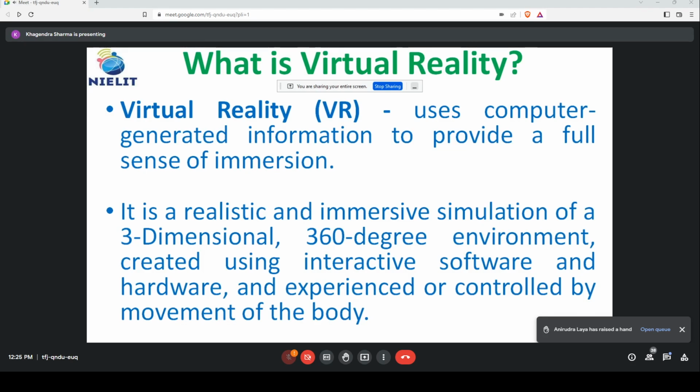Okay, and how do we experience all of these things? We experience it by using something. Okay, so that something what I am talking about is something called as your HMD, or your head mounted displays. Okay, and whenever we move our head, whenever we move our body, this head movement and the body movements are tracked. That's why it recognizes what are the changes in terms of our movement and position, and accordingly the content, the virtual contents also gets updated. So that's why it's a realistic, immersive, three-dimensional and 360-degree environment created using softwares as well as hardwares, and experienced or controlled by movement of the body parts.